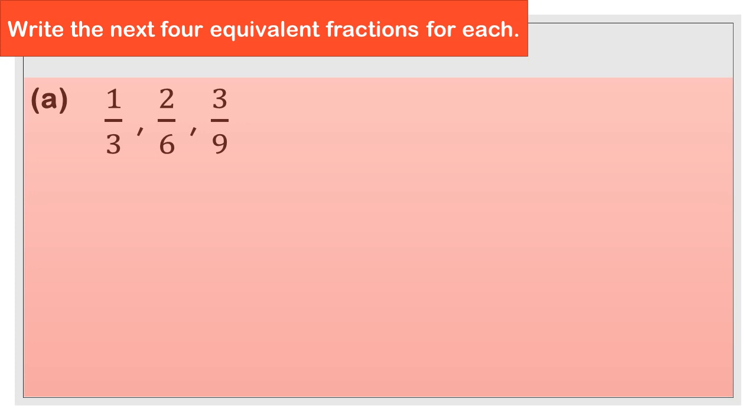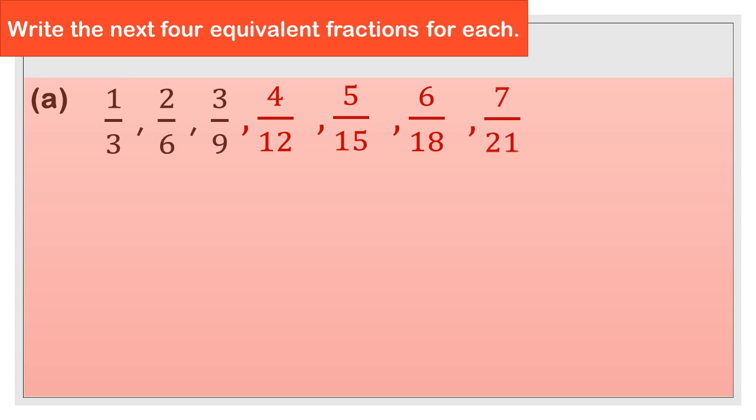So what do you observe? Which multiplication table is in the denominator? Yes, the table of 3. So the next 4 numbers are 12, 15, 18 and 21. So the next 4 equivalent fractions are 4 upon 12, 5 upon 15, 6 upon 18 and 7 upon 21. Let's solve one more question.